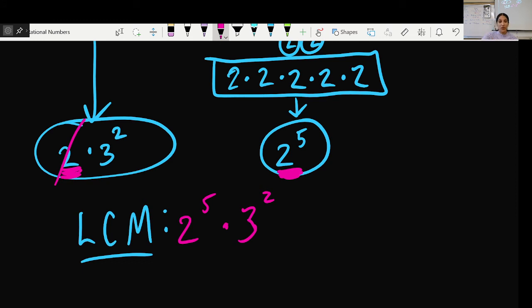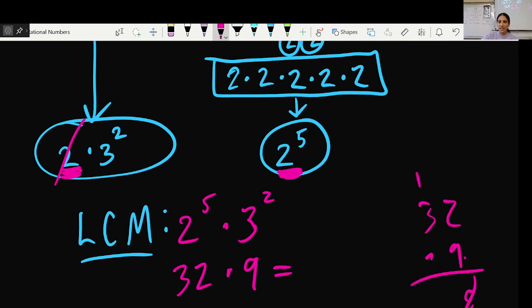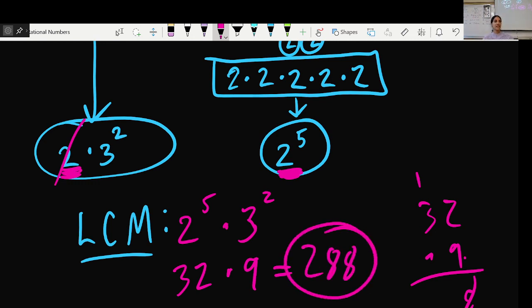So what we end up getting, well, what's 2 to the 5 again? Yeah, so it's 32 times 3 squared, which is 9. And when we multiply that out, we could do that by hand, right? 32 times 9, we could do 9 times 2 is 18. We end up getting 288 for our LCM.